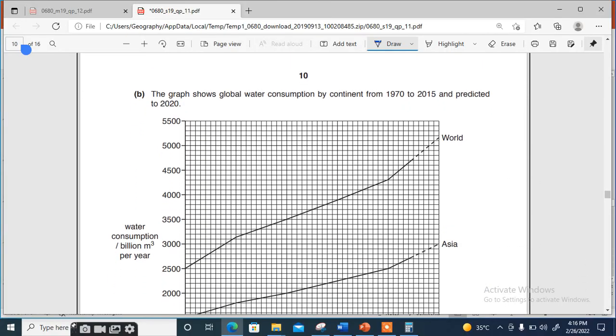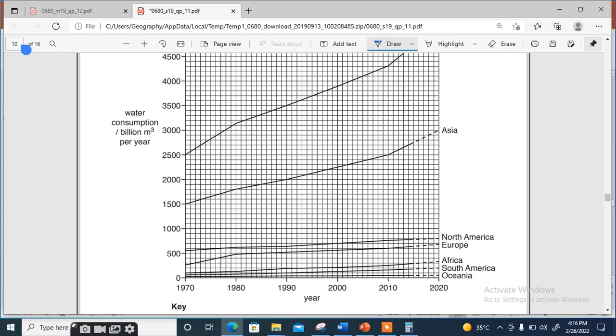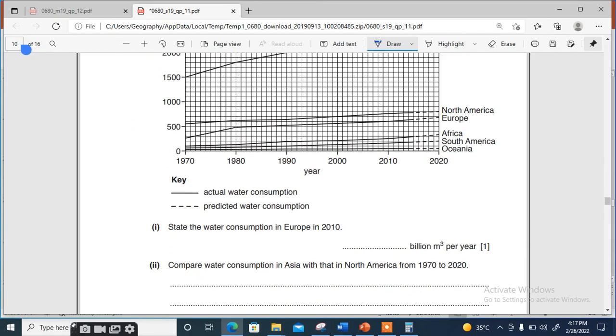So the graph shows the global water consumption by continent from 1970 to 2015 and predicted to 2020. So let's look at the question first. State the water consumption in Europe in 2010. This is Europe, and this is 2010. So you trace it to this point, and you take the line back to here. Each is 100, because this is 500 and this is 1000. So 600.